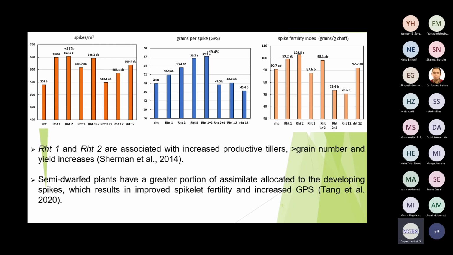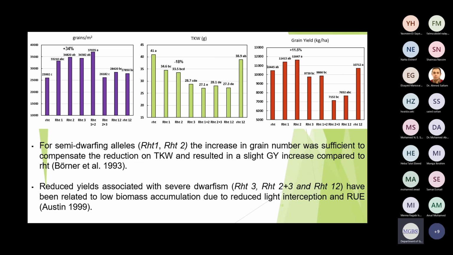These responses have been already reported by other authors, and this response is due to a greater proportion of assimilates that are allocated to the reproductive tissues, which improves the fertility index and also the grains per spike. So the dwarfing genes generate a reduction in the vegetative growth, or a smaller proportion of vegetative growth, and enhance the harvest index. This also generates an increase in the grain number per square meter, but in compensation there was a reduction in single kernel weight.